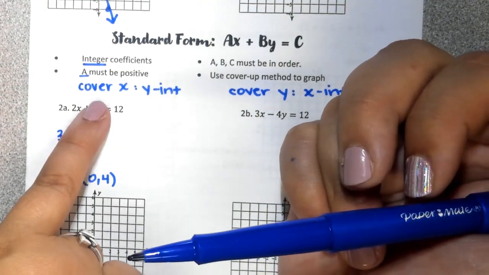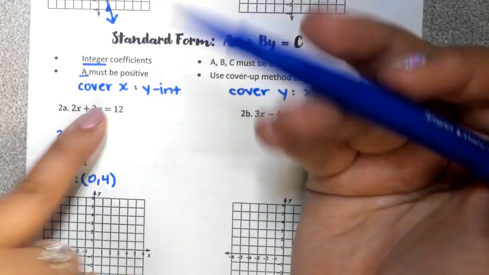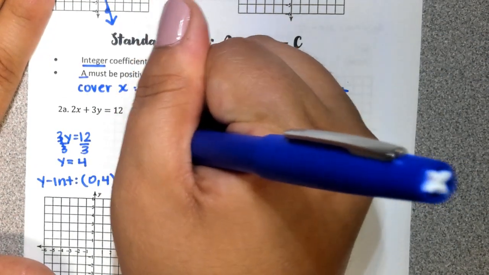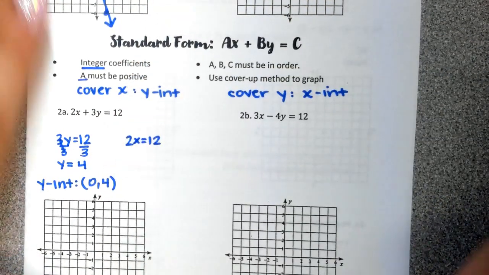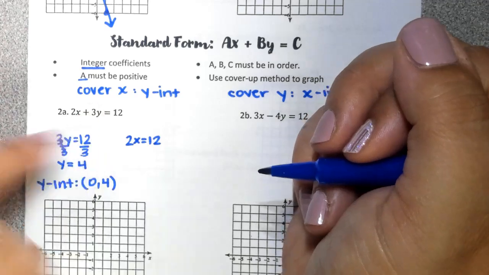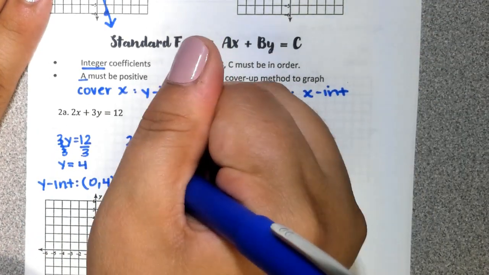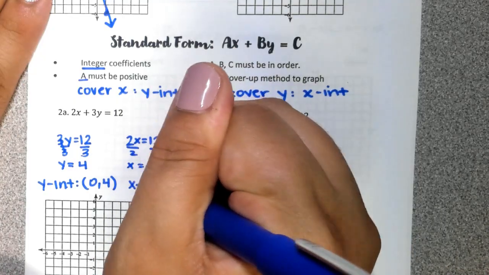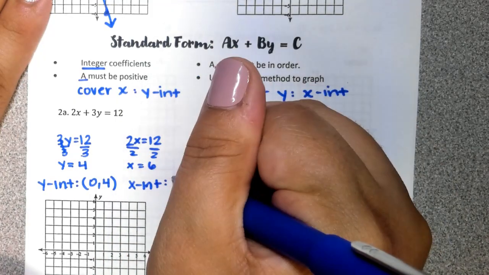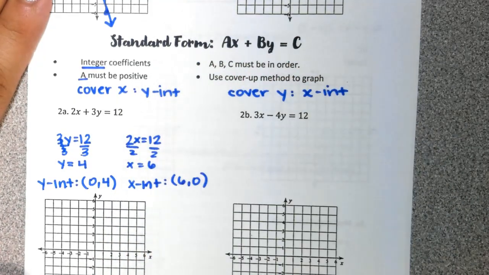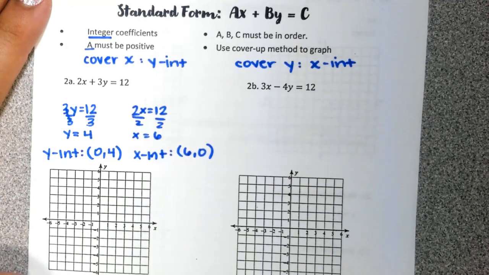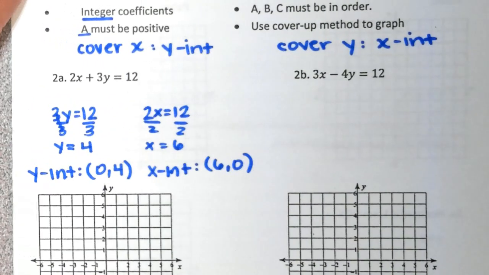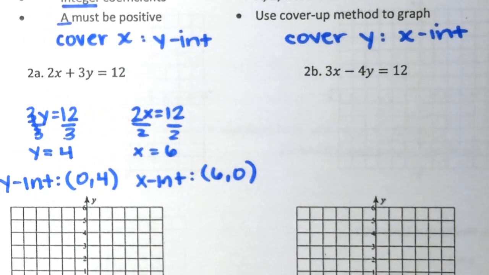Now I'm going to cover the y. What am I left with? 2x equals 12. If I cover the y, 2x equals 12. Divide by 2. What does x equal? So what is my x-intercept? 6, 0. Write that down, please. If you cover the x, it gives you the y-intercept.